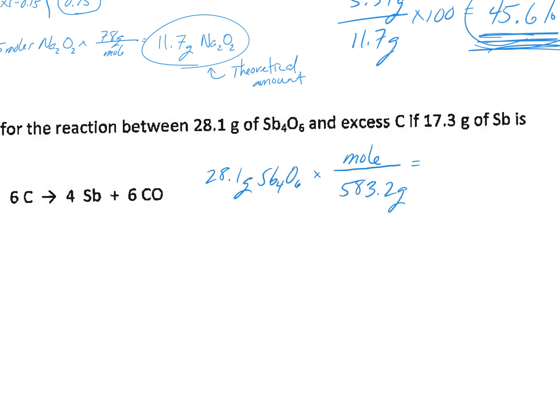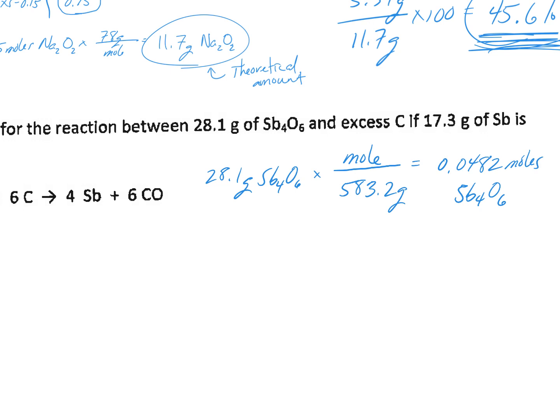Okay, so let's just calculate how many moles of antimony oxide we're given. Here we go. All right, this antimony oxide has a pretty high molar mass. It's 583.2 grams per mole. All right, let's see how many moles we have. All right, so we have 0.0482 moles of this antimony oxide. Okay, I'm going to set up a BCA table again to see how much product we're going to make.